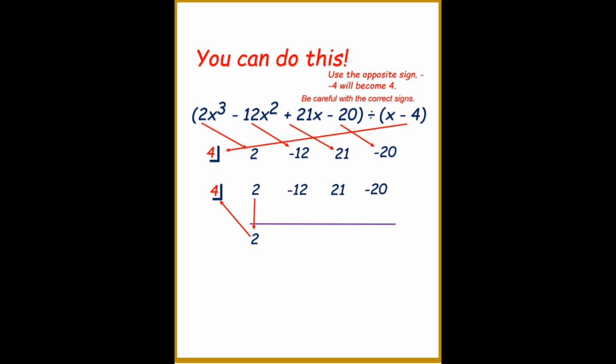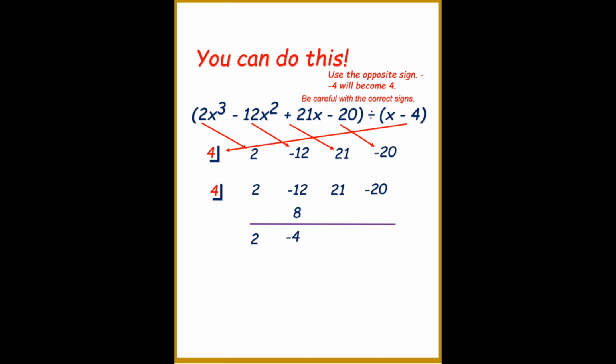2 times 4, 8. We're going to write it down there. Then -12 plus 8. Always remember, when you add different signs, just simply subtract and copy the sign of the larger number, and in this case it's 12, -12, so the sign should be negative. So 12 minus 8 is 4, so the answer here is -4.